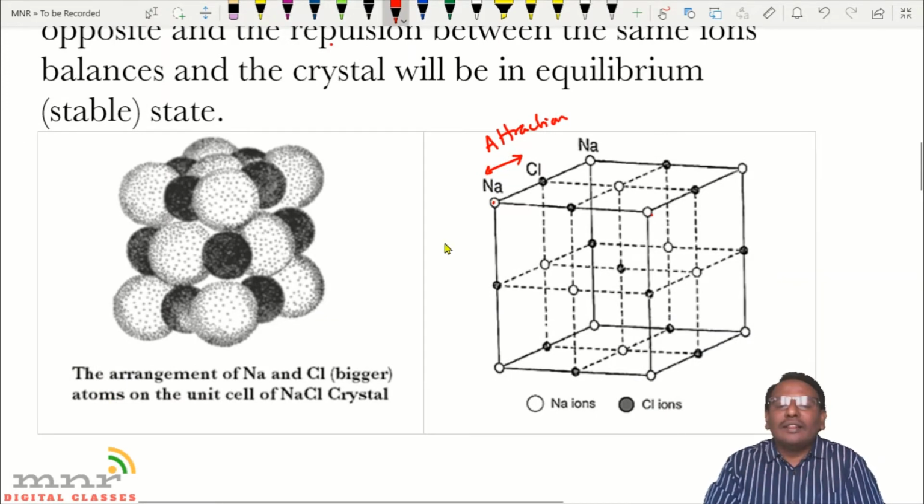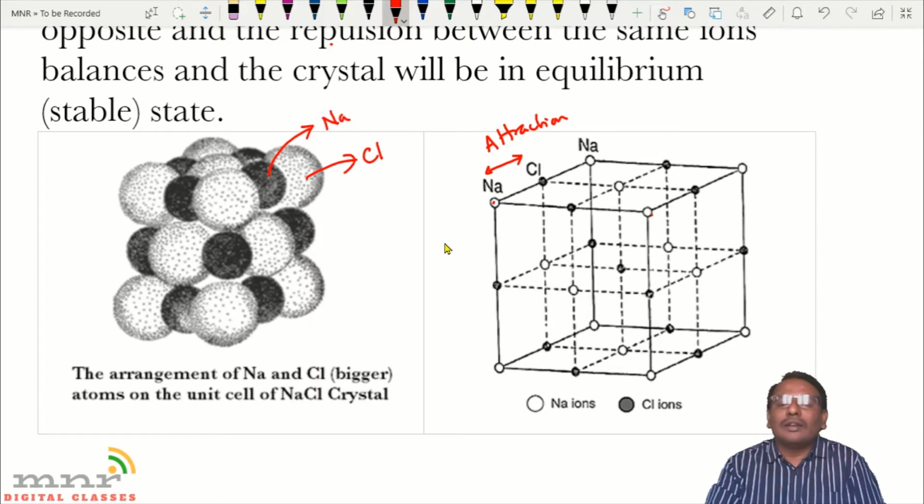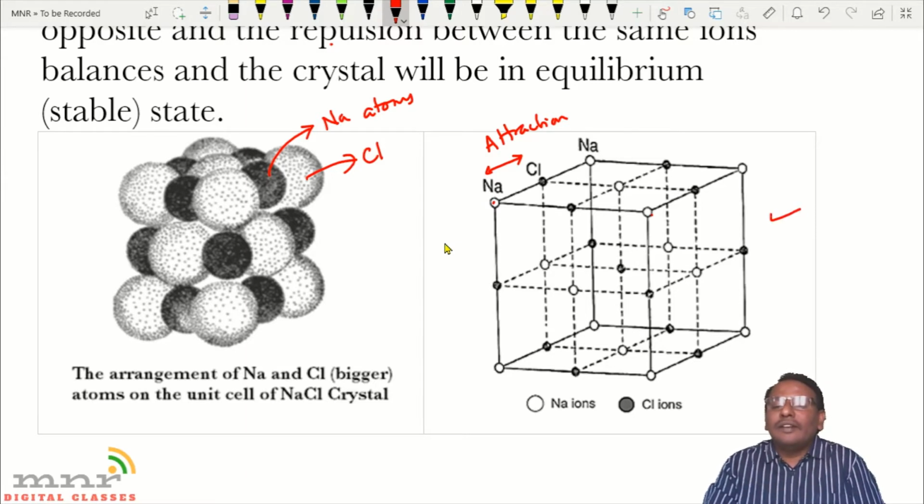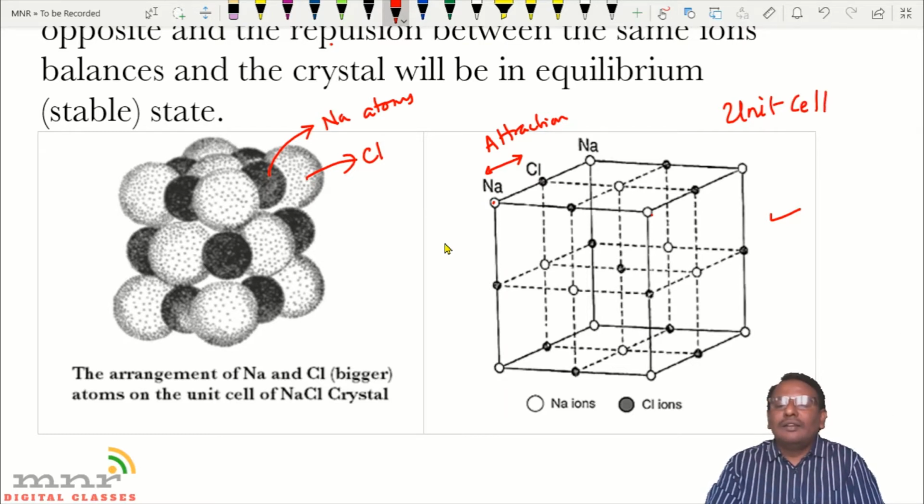Here the figure on the left side shows the arrangement of sodium atoms and chlorine atoms within the unit cell of NaCl crystal. The bigger atoms represent the chlorine, and the darker and smaller ones represent the sodium atoms. The right side figure represents one unit cell of NaCl crystal.